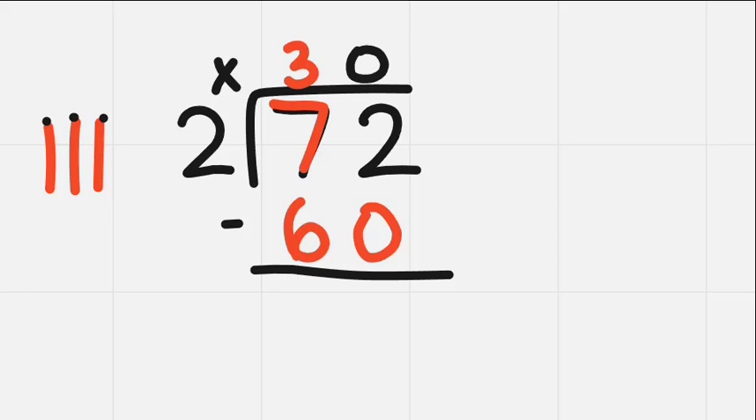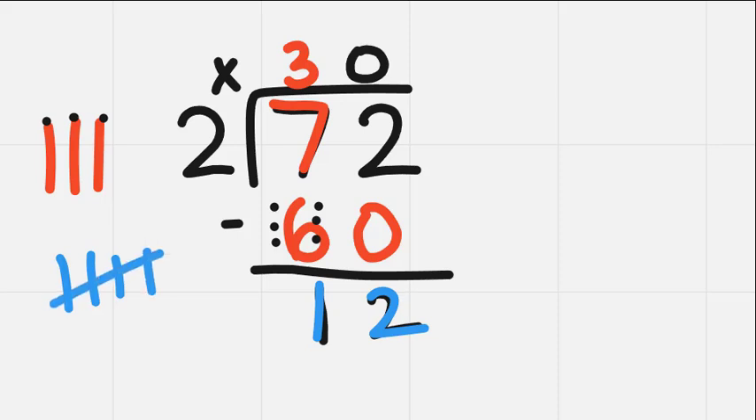When we subtract that, we'll begin 2 minus 0, which is 2, and then 7 minus 6. 7, 6, 5, 4, 3, 2, 1. So now, instead of 72, now we're going to divide 12 by 2. 2 cannot go into 1, so then we look at the 12. Let's count by 2 until we get to 12. 2, 4, 6, 8, 10, 12. We stop right on the number.